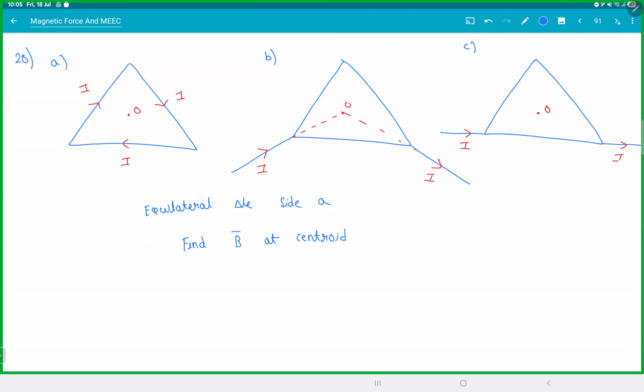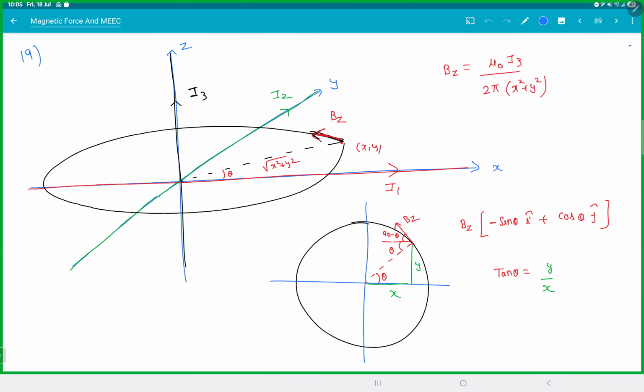Root is missing in BZ. 2 pi D, right, you are correct.